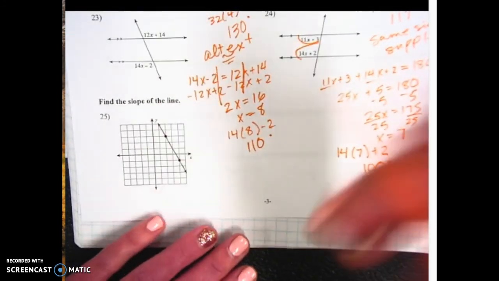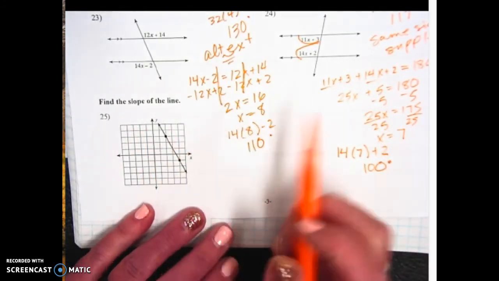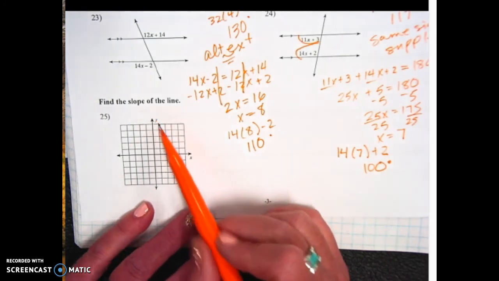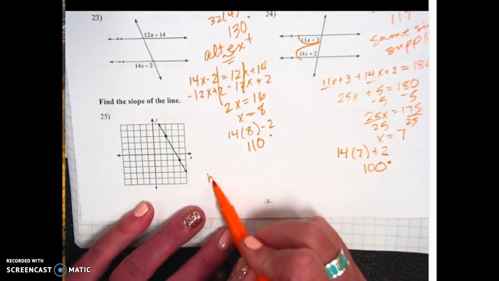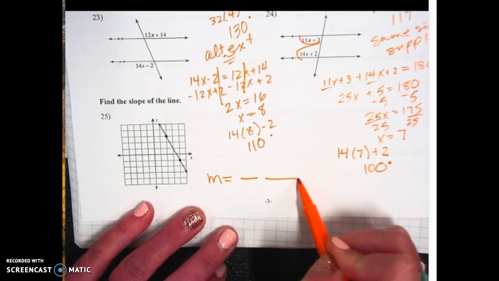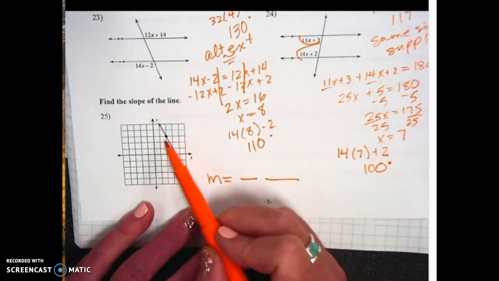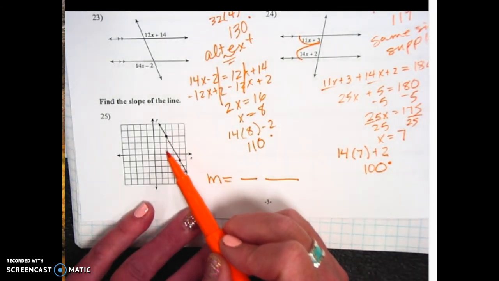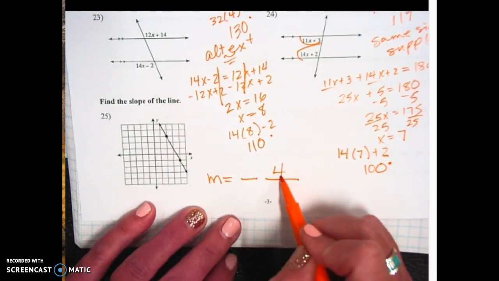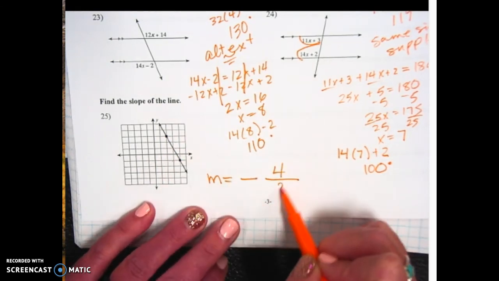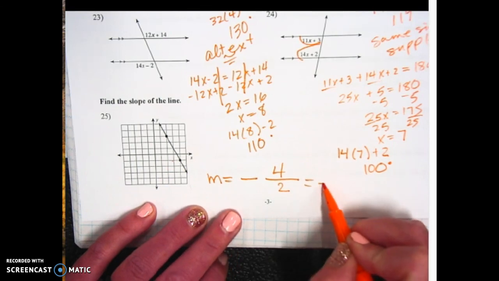Number 25 says find the slope of the line, and it's already graphed, so all you have to do is count it. I'm noticing that the line is going down, so I know that my slope is negative, and I need the rise, or the depression, 1, 2, 3, 4. That goes in the numerator, and over 1, 2 goes in the denominator. I can reduce that to -2.